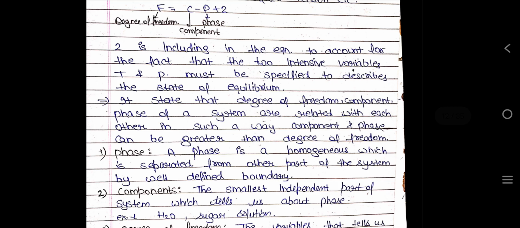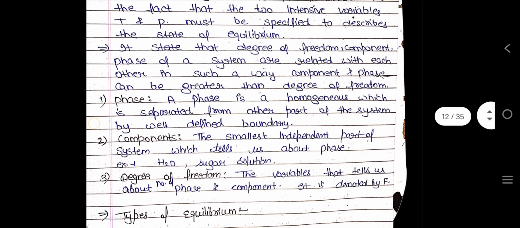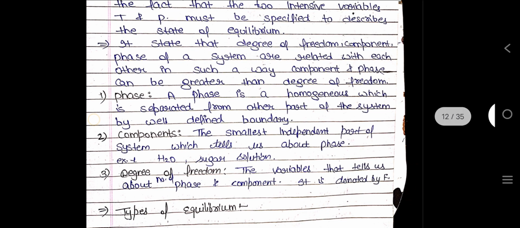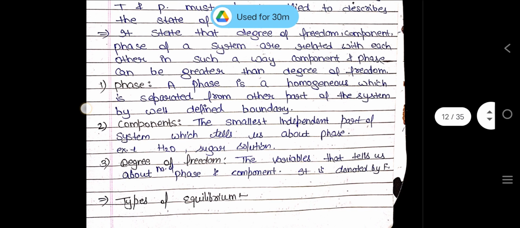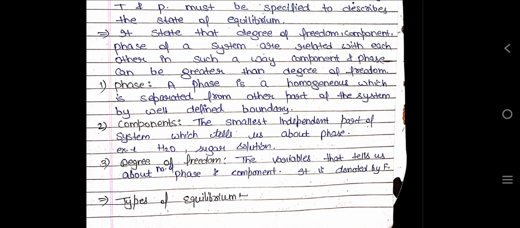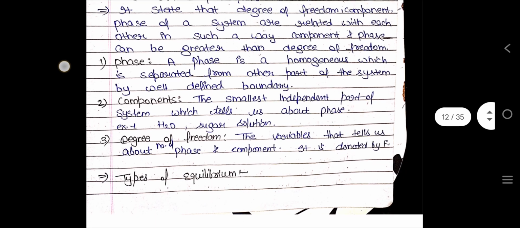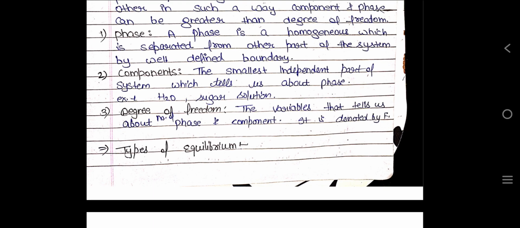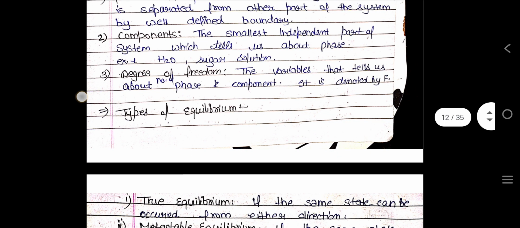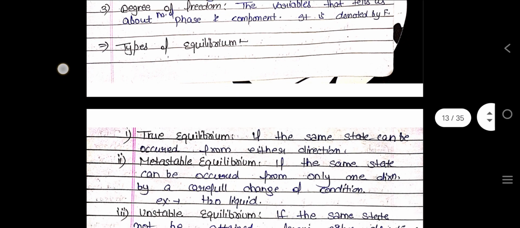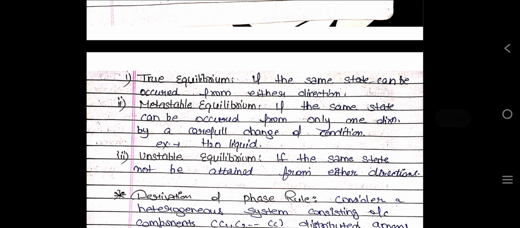Phase rule. The phase rule was given by J.W. Gibbs in 1876 and thus is known as Gibbs phase rule. For a heterogeneous system in equilibrium at a definite temperature and pressure, the number of degrees of freedom is greater than the difference in the number of components and the number of phases by 2, provided the equilibrium is not influenced by external effects such as gravity, magnetic forces, surface tension, etc. F is equal to C minus P plus 2. The 2 in this equation accounts for the fact that the two intensive variables T and P must be specified to describe the state of equilibrium.